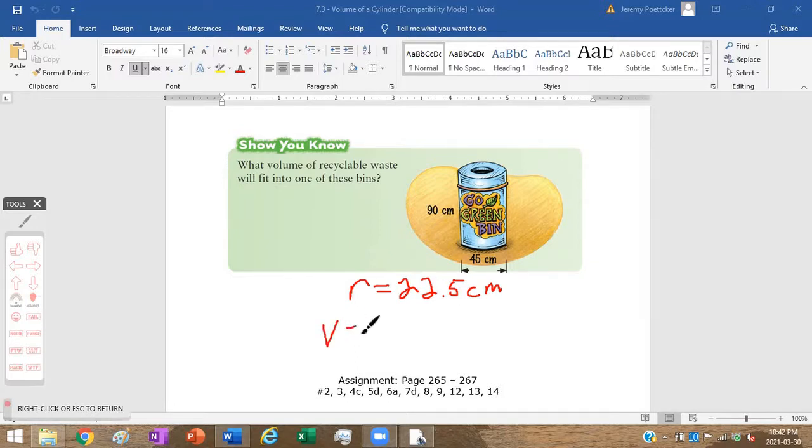Alright, so in terms of volume, it is going to be 143,066. I'll just round to the nearest whole number, centimeters cubed. And there we go.